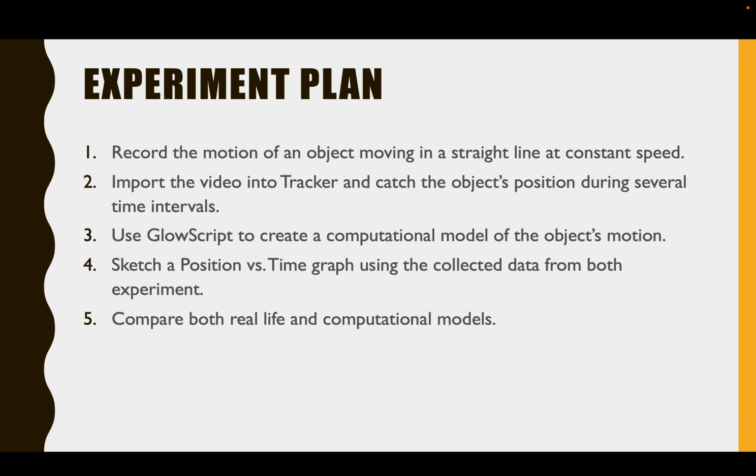The experiment plan is basically to record the motion of a ball moving in a straight line at constant speed. Then I'm going to import the video into Tracker and capture the object's position during several time intervals and calculate its constant velocity. Then I'm going to use the GlowScript coding system to create a computational model of the object's motion, and then sketch a time versus position graph using the collected data from both experiments. And then I'm going to compare both the real-life and the computational models.